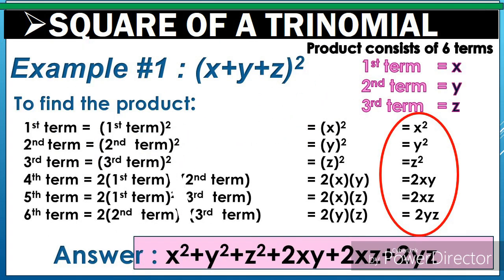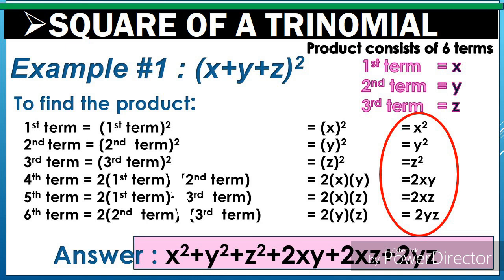We have an example number 1. We have the quantity of x plus y plus z squared. So, meron tayong 3 terms. Ang first term natin is x, ang second term natin is y, ang third term natin is z. To find the product, we're going to use the following pattern. To find the first term, square lang natin ang first term, that is x. We have x squared. Para makuha yung second term, square lang natin ang second term, that is y squared.